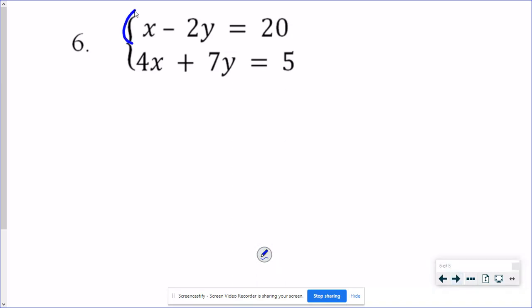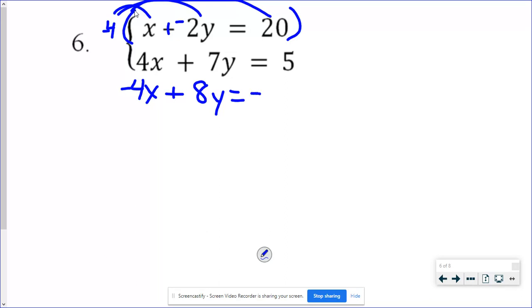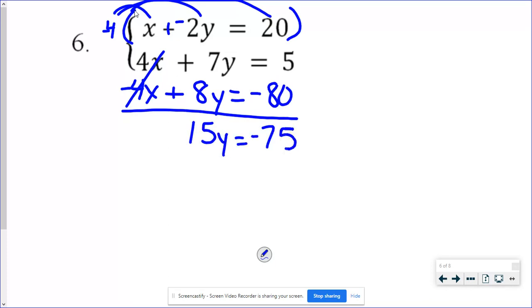I want this top equation to change into a negative 4x. So I'm going to multiply by negative 4, and I'll distribute that to all of the parts. So I can write that down here, negative 4x. Negative 4 times a negative 2y is going to be positive 8y. And negative 4 times 20 is going to be negative 80. X's go away. 15y equals negative 75. So that's kind of big there, I know. But when we divide, we know they're different signs, so we'll get a negative. And that should be negative 5.